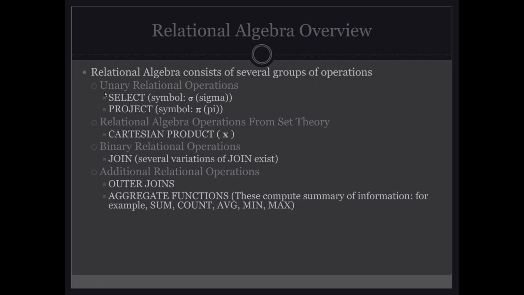Now, the relational algebra has three fundamental operations. The first one is selection, the second one is projection, and the third one is the Cartesian product.